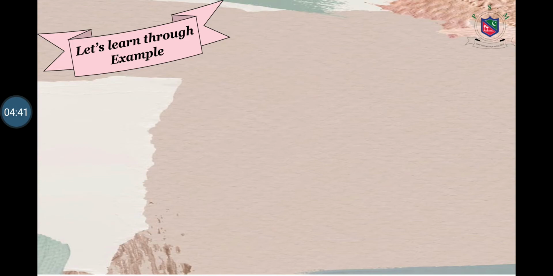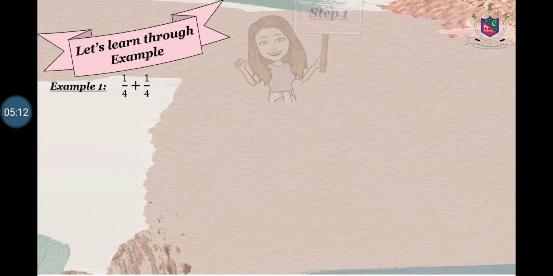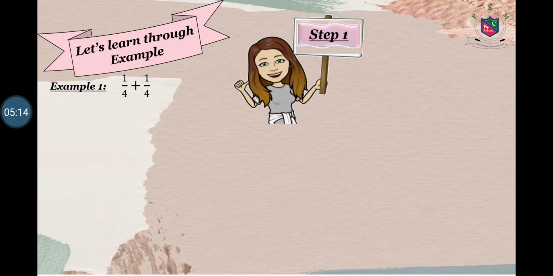Now let's learn through examples how we can do the addition of fractions step by step. We have one example, that is 1 upon 4 plus 1 upon 4. So dear students, can you tell me, are the denominators the same? Yes, here the denominators are the same. So it means they are like fractions, and when we have like fractions, we can add them easily.